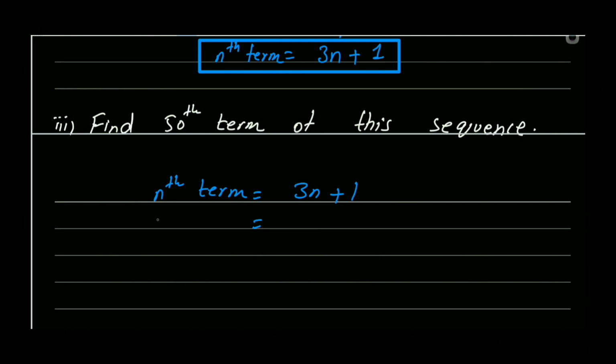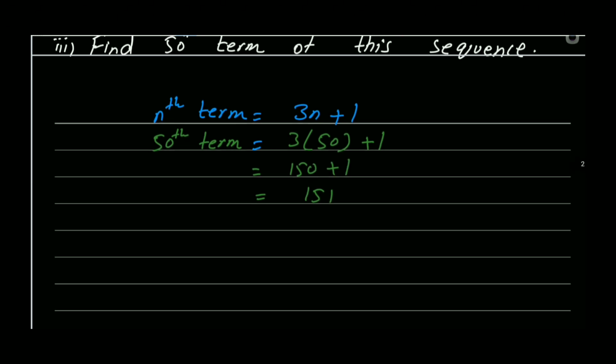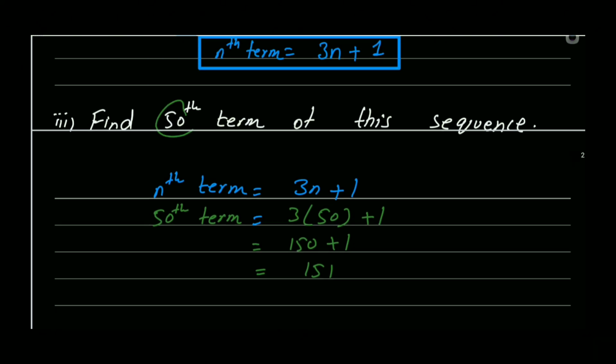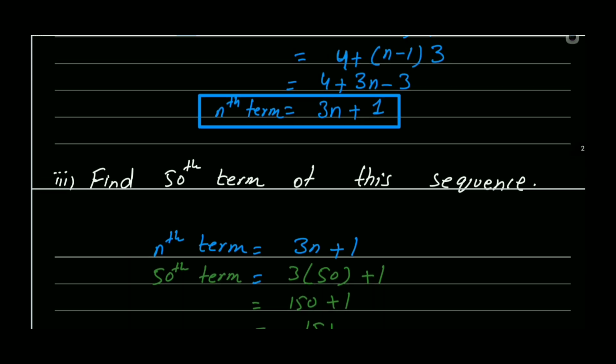So in place of n you will write 50, the 50th term. You are going to find the 50th term. And 3 in place of n, you will write 50 plus 1 as it is, and that is 151. So this is the way how you can find any term of this sequence. You will just put that number in place of n.